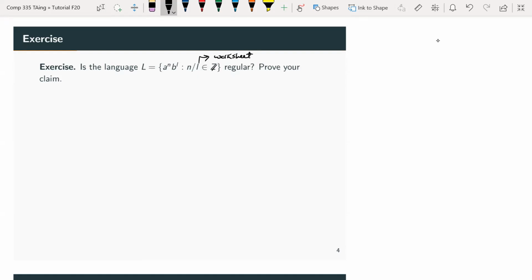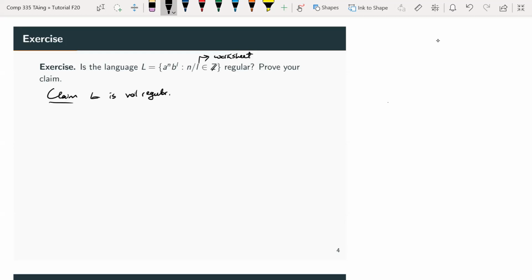And so if some of you already attempted this question, then this might be a good opportunity for you to check your work. Although the solution I'm going to give is not necessarily the only solution, but let's see one way of doing this. I feel like everyone is going to have the intuition that this is not going to be regular. So L is not regular is going to be my claim.